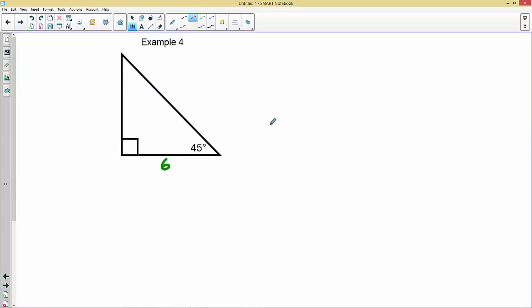All right, give this problem a shot. Pause the video. Solve the problem into your iPads or on paper, and then start the video again.